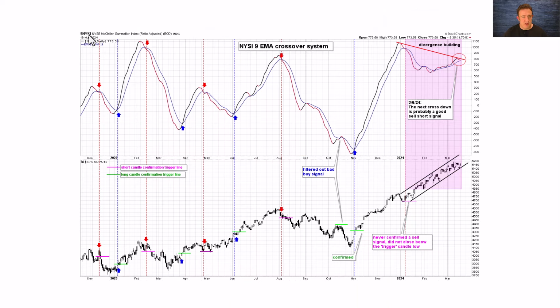Number 43, here's one I'm going to keep an eye on, the NYSI 9 EMA crossover system. It went long back here in early November, so it's done a very good job. It never confirmed a sell signal on this first break, but you have a big divergence here that's been forming, as I've been discussing. So what I'm watching here is when this finally breaks through the 9 EMA, this might be a pretty good signal. Hasn't broken yet, but we're watching it.